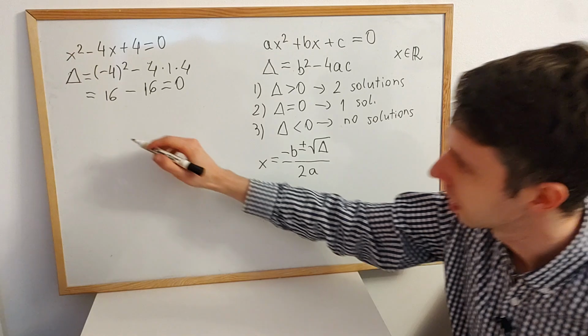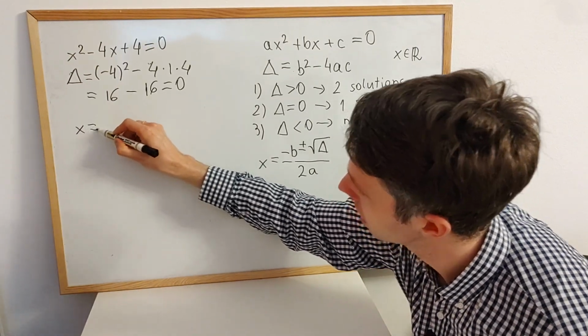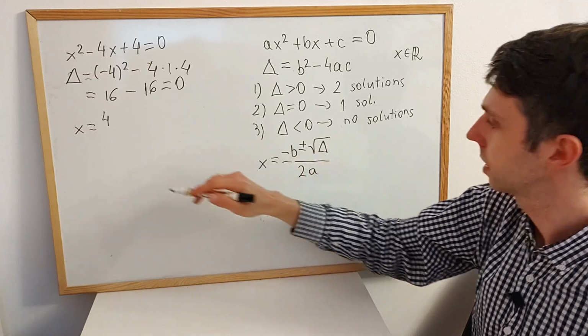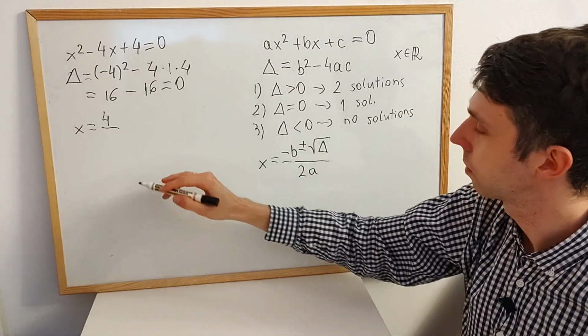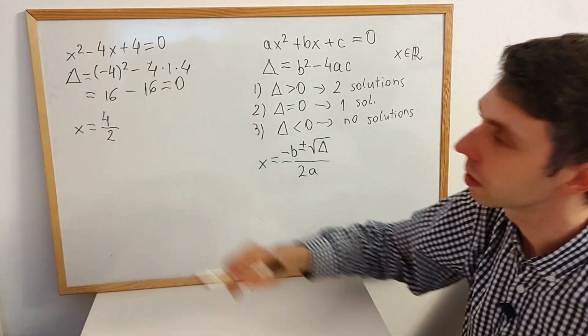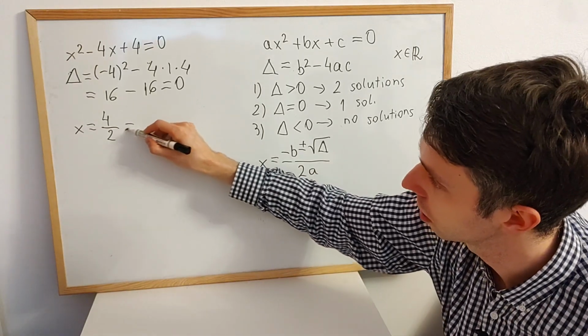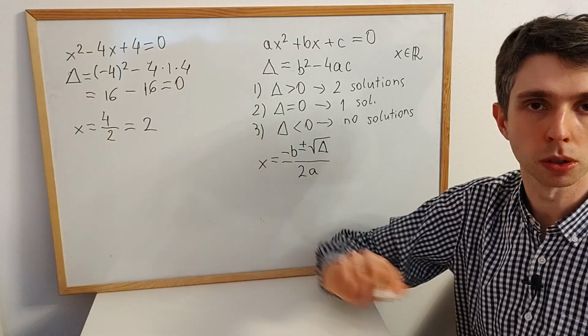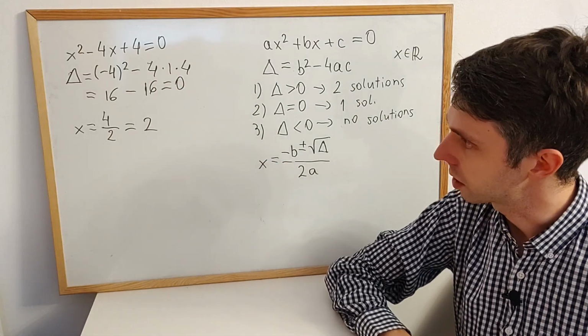Okay, so our solution will be minus b, so 4, plus or minus 0, so still 4, divided by 2 times 1, so by 2, so that's 2. 2 is the only solution of this equation.